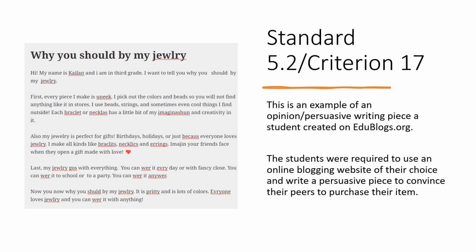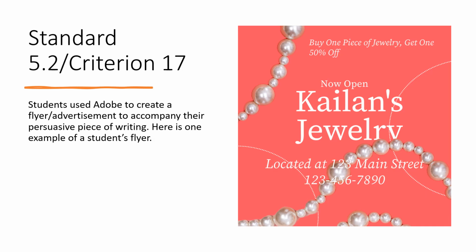Standard 5.2, Criterion 17. This is one example of an opinion/persuasive writing piece a student created on edublogs.org. The students were required to use an online blogging website of their choice and write a persuasive piece to convince their peers to purchase their items. They also used Adobe to create a flyer or advertisement to accompany their persuasive piece of writing. And here's one example of a student's flyer that they created.